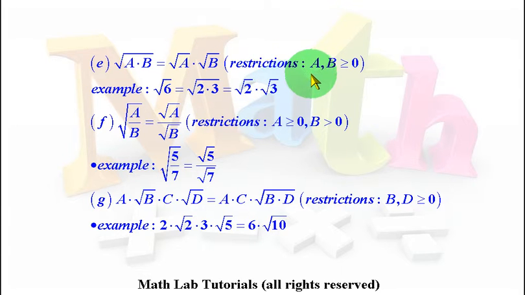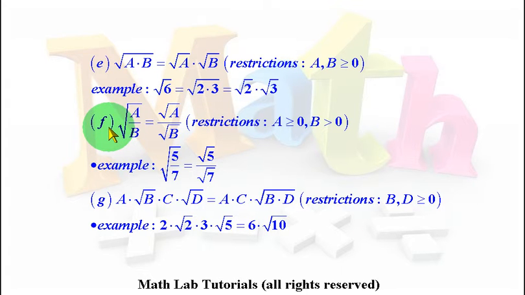So we have the restrictions: a, b, which are the arguments of this radical and this radical. We have to impose the condition that they're both greater than or equal to 0. An example of this would be the square root of 6. 6 can be decomposed as 2 times 3, and then again you can split it right where the dot is. You get root 2 times root 3. So the square root of 6 can be decomposed as the square root of 2 times 3, and that's equivalent to root 2 times root 3. So this is like a decomposition property.